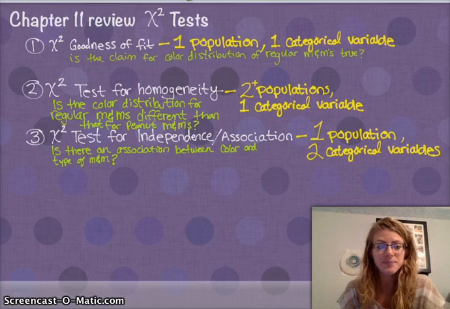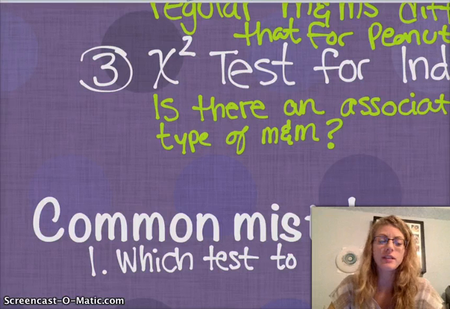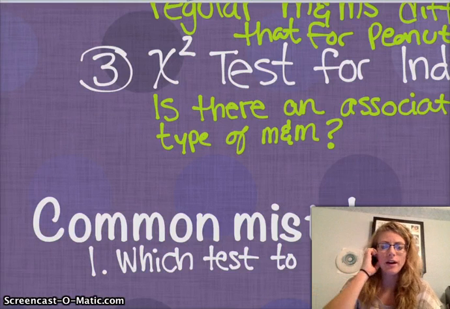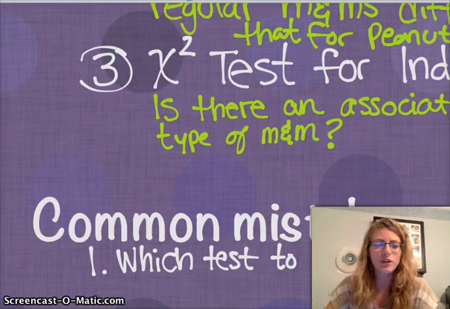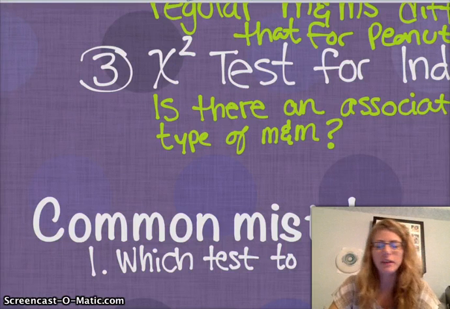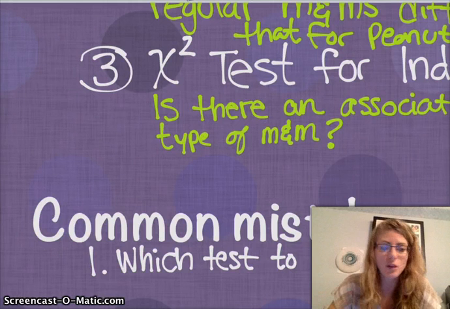Common mistakes. All right, common mistakes we see on the AP. Number 1 is using the wrong test. Or using 2 tests at the same time. So always pick 1 test and go all the way with it. Make sure that you're looking at your data. Is it categorical or quantitative? Do you have 1 population or 2 populations? What is the question asking you?